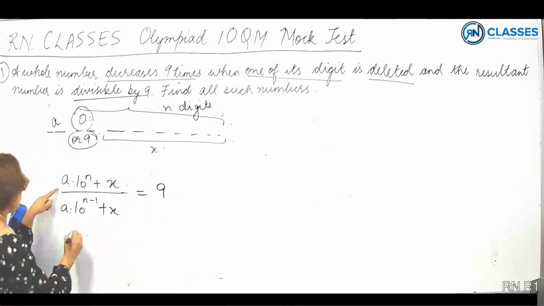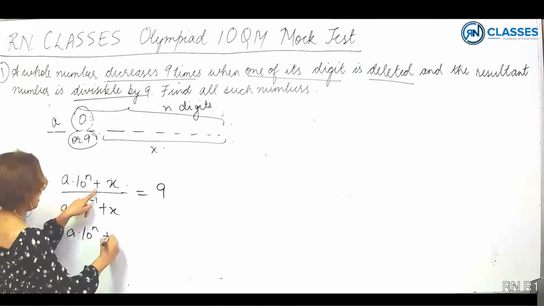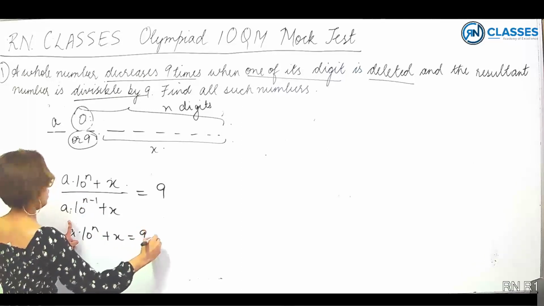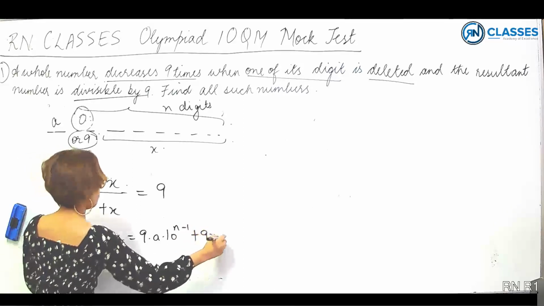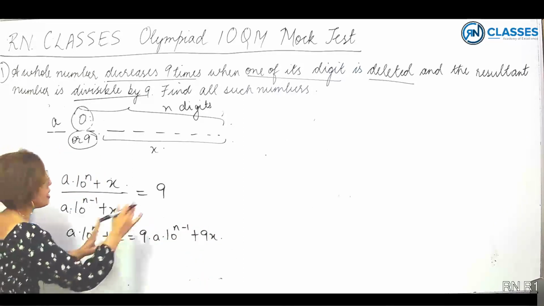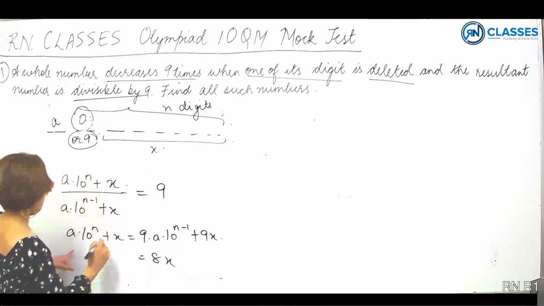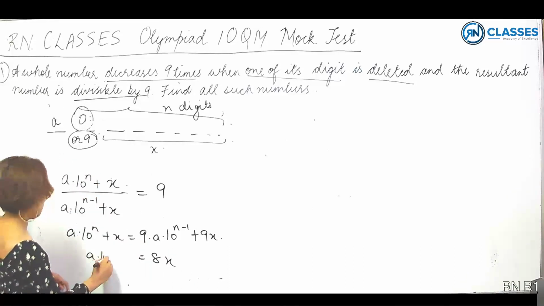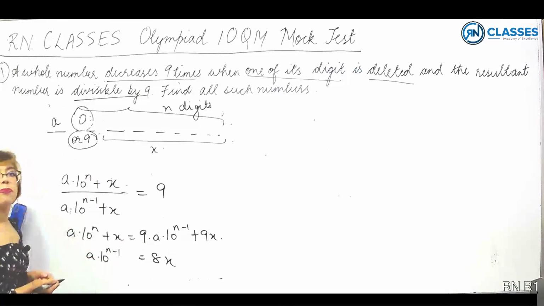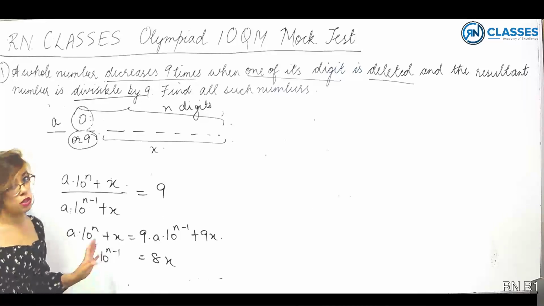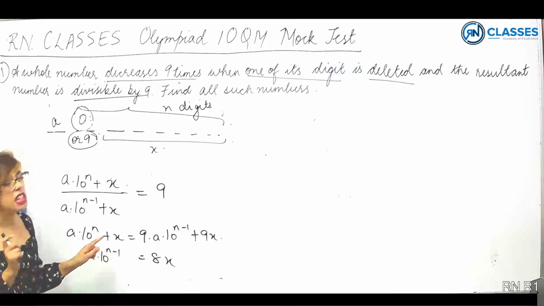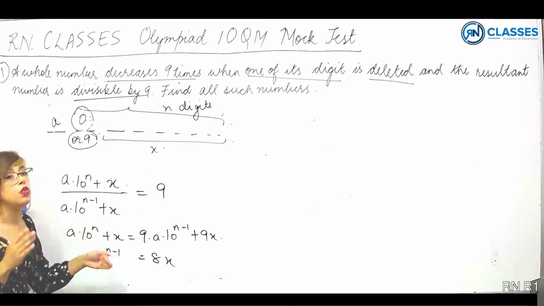Cross multiply. So a into 10 raised to n plus x equals 9 into a into 10 raised to n minus 1 plus 9x. Shift it to this side and that side. So here we get 8x equal to a into 10 raised to n minus 1. Cool, right? Now let's find it. I don't know anything about a, because it is the first digit. It can be 1, obviously it cannot be 0. It can be 1, 2, 3, and so on.